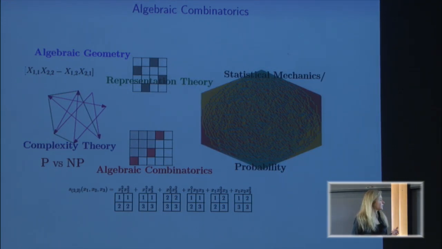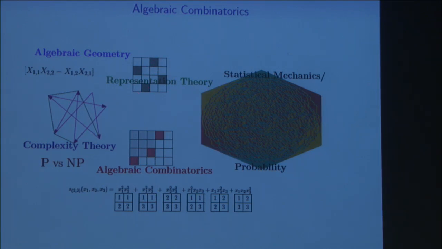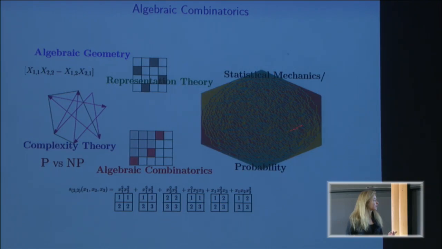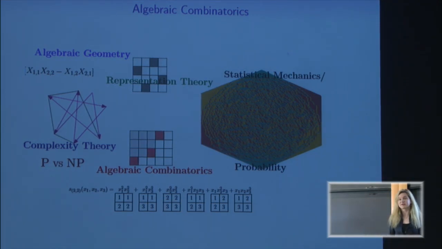And so originally, it is very connected to representation theory, which is where it really came from and where it still applies sometimes. But now, from what I will tell you today, it also has something to do with statistical mechanics, and it also has something to do with complexity theory, and more specifically, algebraic complexity theory.